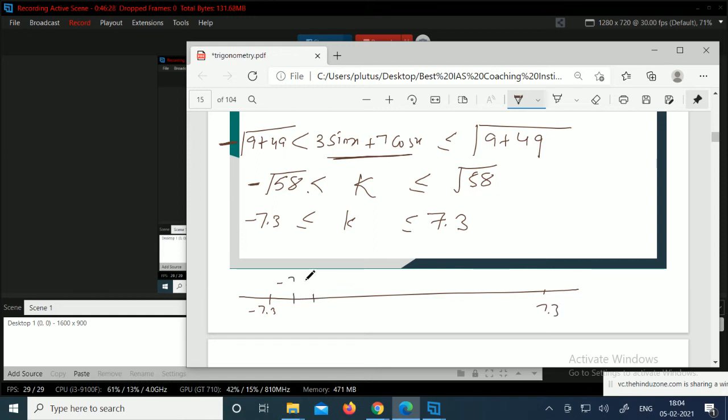Minus 7, minus 6, minus 5, minus 4, minus 3, minus 2, minus 1, 0, 1, 2, 3, 4, 5, 6, and 7, because we cannot take greater than this. So these are our integral values. If we count, how many values are there? 1, 2, 3, 4, 5, 6, 7, 8, 9, 10, 11, 12, 13, 14, 15. So we can say the possible values are 15. Are you getting this?